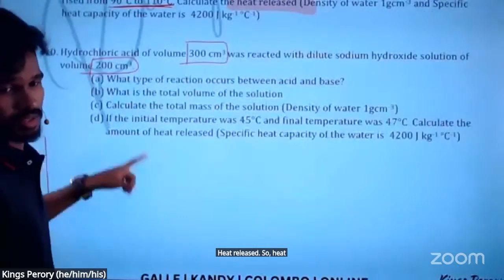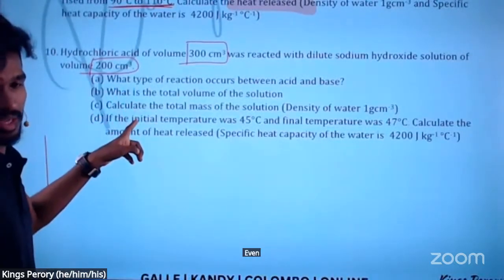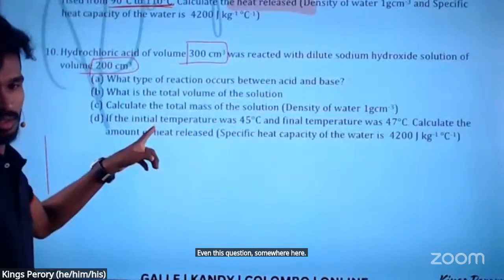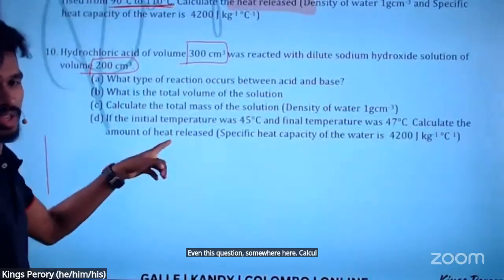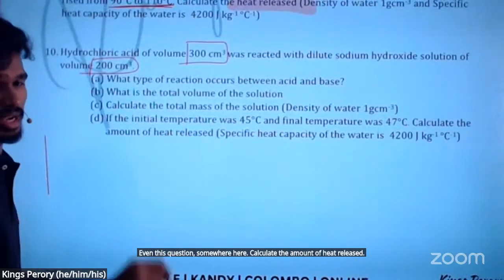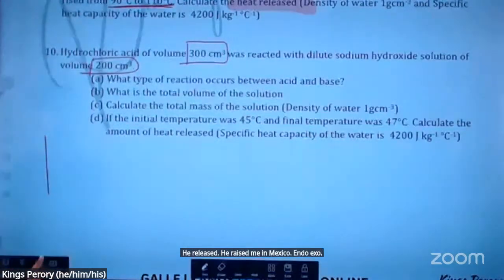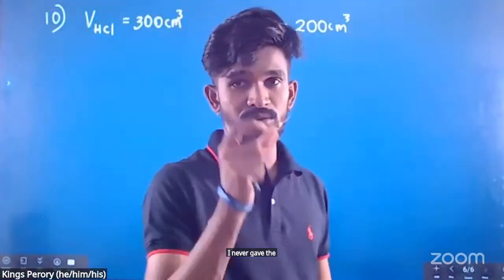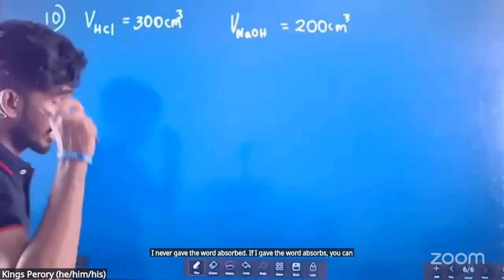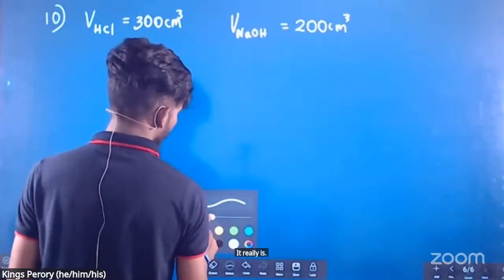Even this question, somewhere here: calculate the amount of heat released. Heat released means endo-exo, exo. I never gave the word absorbed. If I give the word absorbs, you can argue. No. Heat released means it is exo.